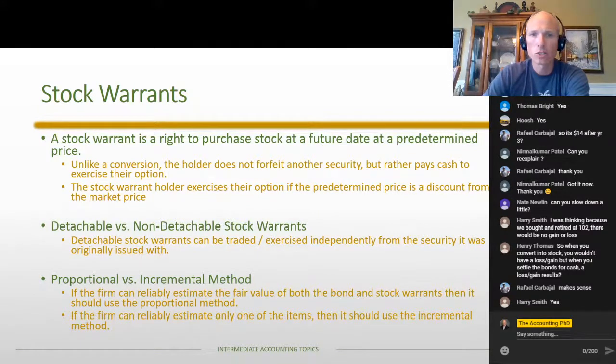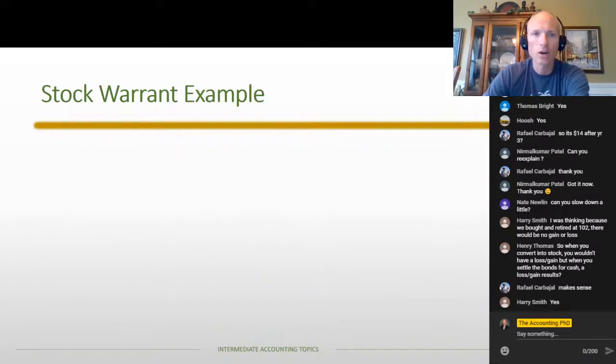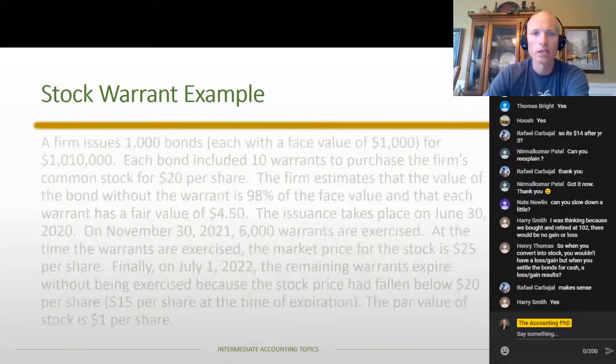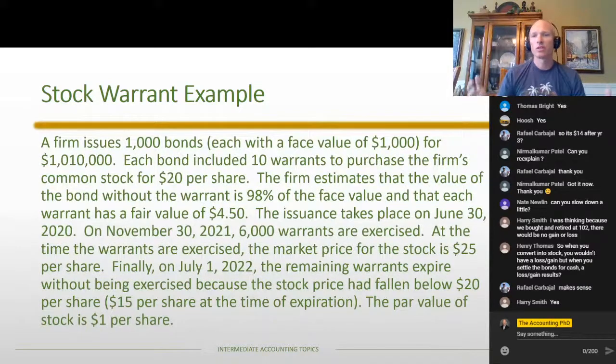And again, most of this should be in your notes, so hopefully this isn't too difficult. All right, so let's talk about the stock warrant example. Again, this is like digesting a lot of information right away. So you can see this is a lengthy problem. This is in your notes, and this is not different than what's in your notes. And so we're going to read it, but you don't have to copy anything down, obviously.